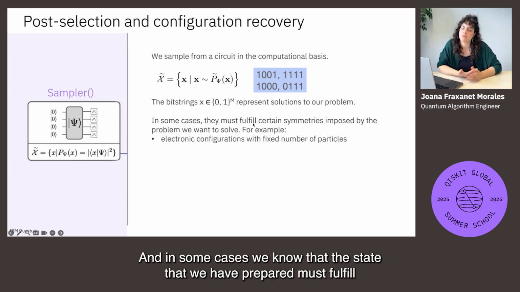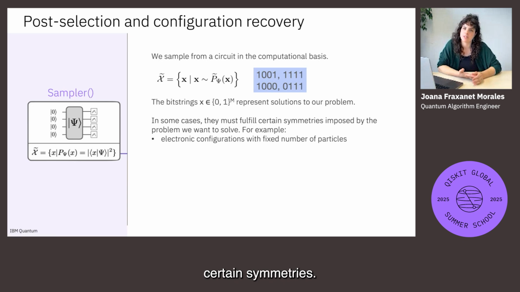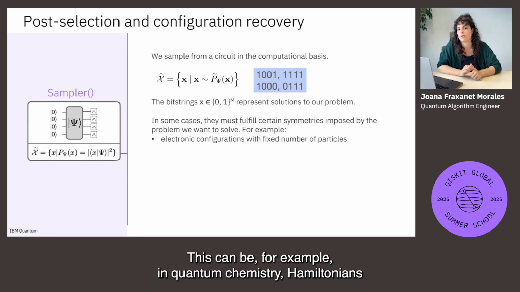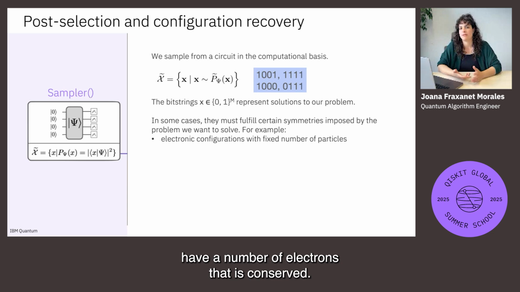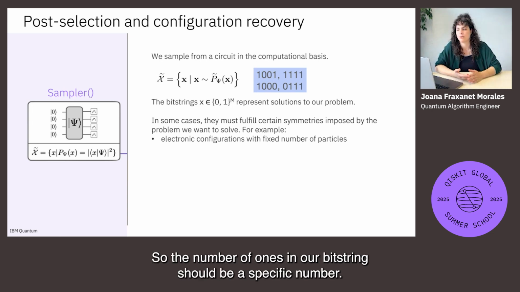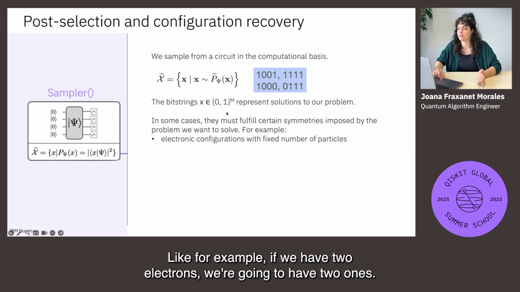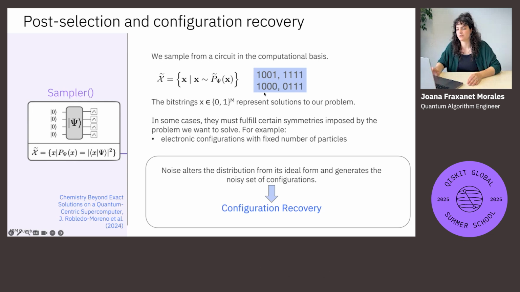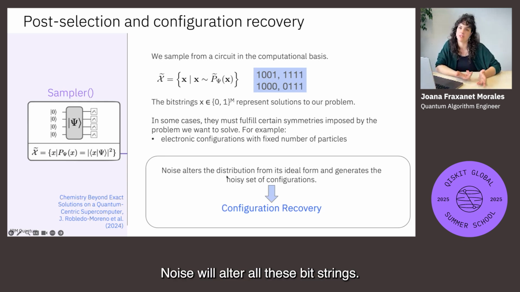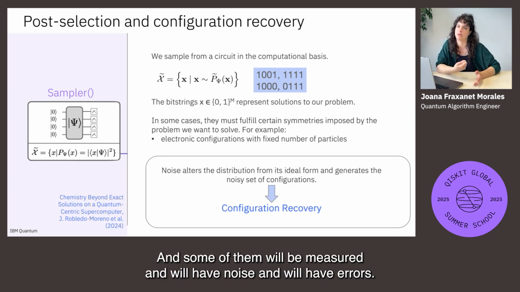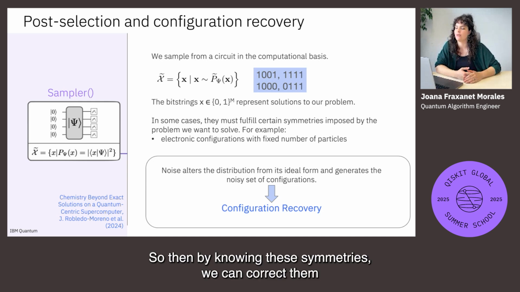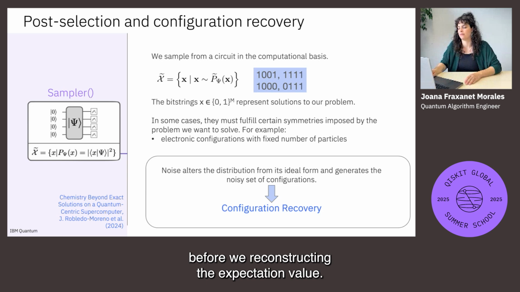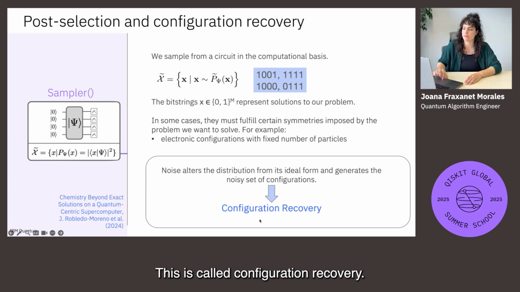And in some cases, we know that the state that we have prepared must fulfill certain symmetries. This can be, for example, in quantum chemistry Hamiltonians, we have a number of electrons that is conserved. So the number of ones in our bit string should be a specific number. Like, for example, if we have 2 electrons, we're going to have 2 ones. Noise will alter all these bit strings, and some of them will be measured and will have errors. So then by knowing these symmetries, we can correct them before reconstructing the expectation value. This is called configuration recovery.